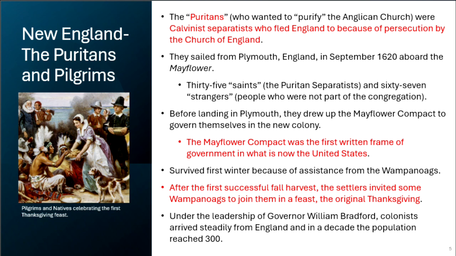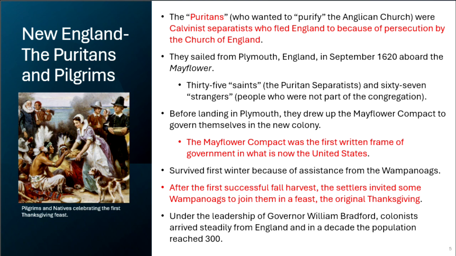Okay, so let's break it down. Who were these Puritans and what made them so different? Well, the term Puritan came from their desire to purify the Church of England. They felt the church was too closely tied to the Catholic Church. And they wanted to simplify worship and focus on this more direct relationship with God.